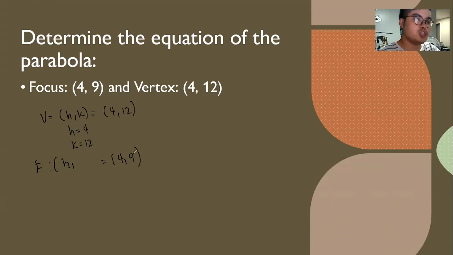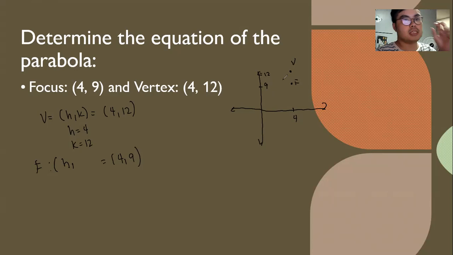We're going to illustrate the focus and the vertex. I'm going to create my own Cartesian plane, where this is the 4 on our x-axis, then this is 9, then this is 12. Here is our vertex, and this is our focus. If the vertex is higher than the focus, the parabola opens downward. So this is how such a parabola looks.